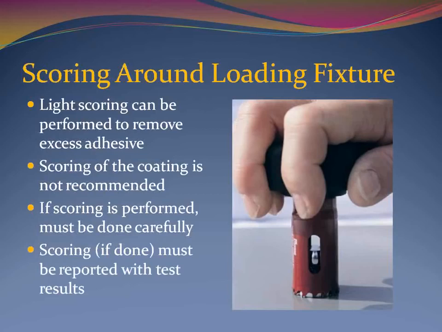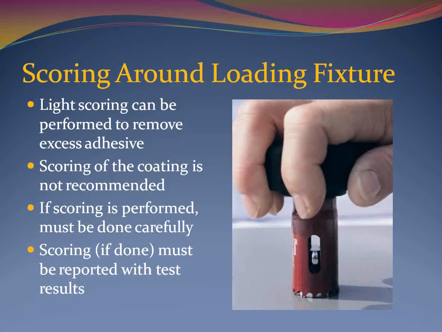While light scoring can be used to remove excess adhesive from the perimeter of the loading fixture, the ASTM standard does not recommend scoring the coating down to the substrate prior to testing. Scoring may produce tiny fractures in the coating or may generate friction heat, which can change the properties of the coating and result in lower adhesion values. If the project specification requires you to score the coating, it must be done very carefully to avoid contact with the sides of the fixture. Scoring is recommended for elastomeric coatings, reinforced coatings, and coatings that are applied greater than 20 mils thick.